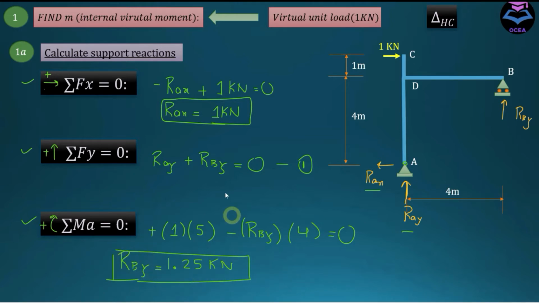And if I substitute this RBY into equation number 1, equation number 1 implies that RAY plus 1.25 equals 0. And RAY from here is coming out to be minus 1.25, which means that the direction of RAY assumed earlier is incorrect. So this should be going downward. So this is wrong. And RAY is coming out to be 1.25, and RBY is coming out to be 1.25 as well. Now let's draw the free body diagram of this frame.